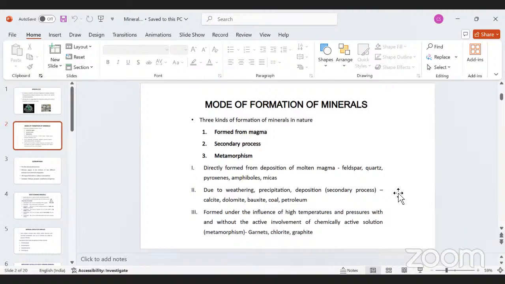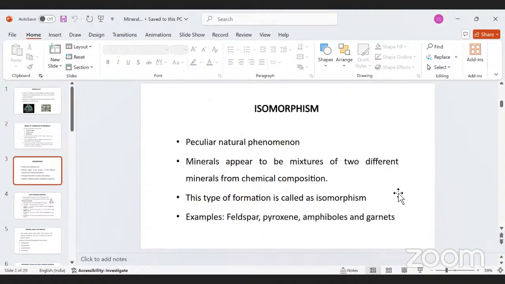The third category is in the presence of high temperature and pressure without any involvement of chemically active solutions. The chemical composition may be changed, so the original formation will change. Such a formation is known as metamorphism. Examples in metamorphic rocks are garnets, chlorite, and graphite.